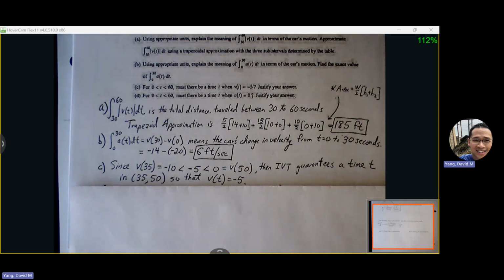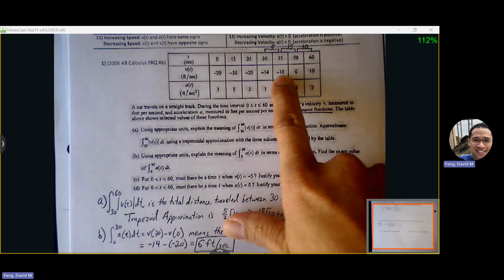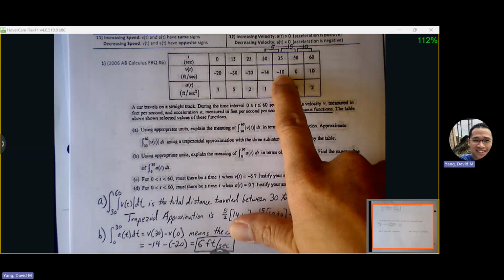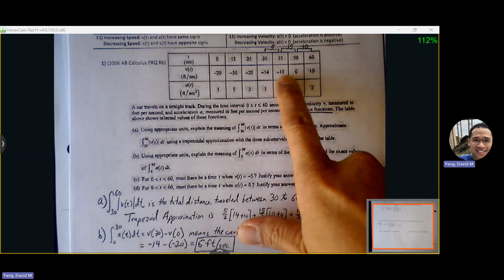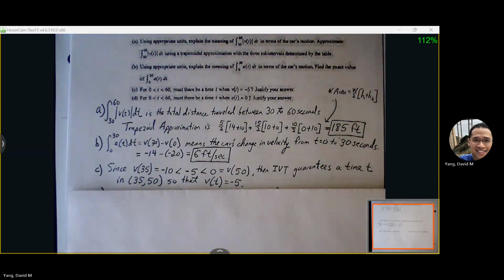Oh, sorry, negative 5. My bad. I was thinking positive 5. So negative 5, we can guarantee it because we have negative 10 at 35 seconds. We have 0 at 50 seconds. So it's got to hit negative 5 somewhere on that time interval. So since v of 35 equals negative 10, and negative 10 is lower than my target, and my target is lower than my other endpoint, which I'm looking at, the 0 at 50, I can guarantee a time where velocity must be equal to negative 5 in that time interval.